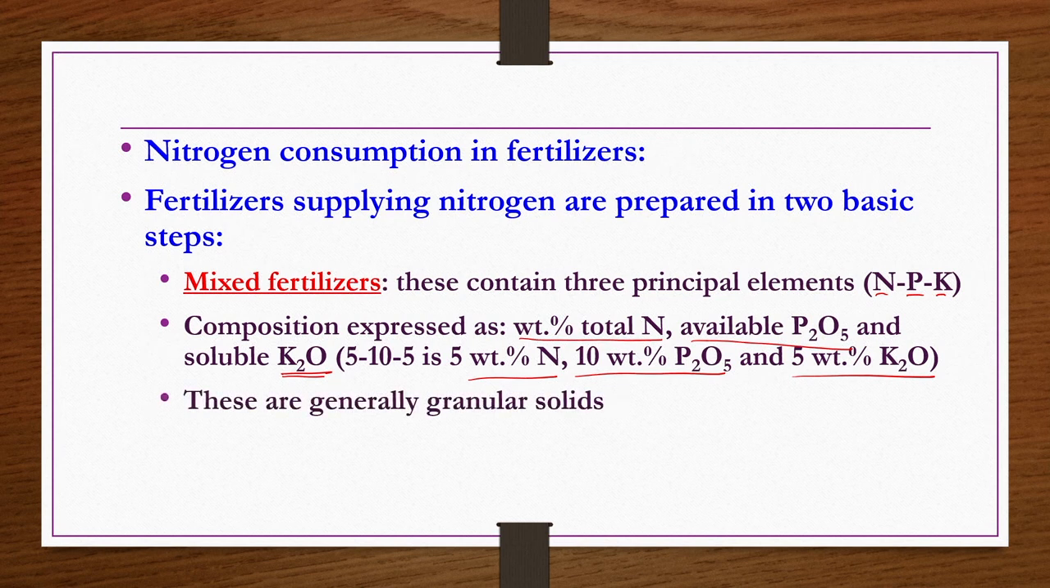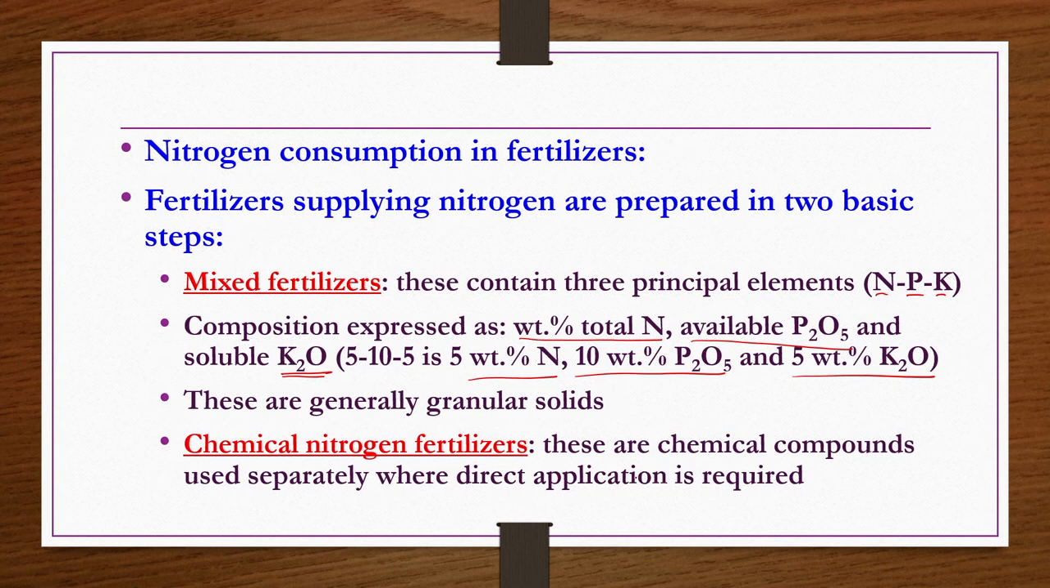These are generally in granular solid form. Then chemical nitrogen fertilizers: these are chemical compounds used separately where direct application is required, like ammonia. Nitrogenous fertilizer you can directly apply as it is. So these are the chemical nitrogen fertilizers.